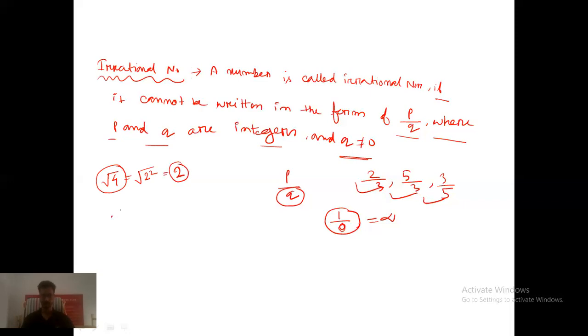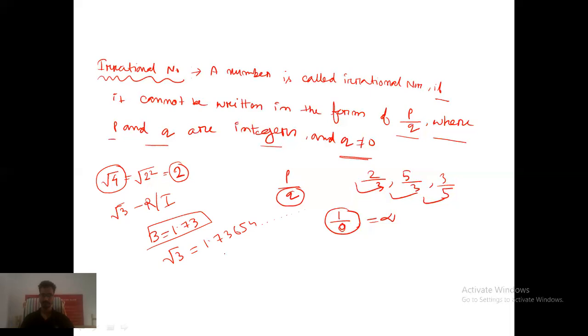But if you take root over 3, is it rational or irrational? Root over 3 is an irrational number. Why? Because if you find the square root of 3, the approximate value is 1.73, but it is only an approximate value. The actual value will be 1.7365... and it will go to infinity. So we can't express it.